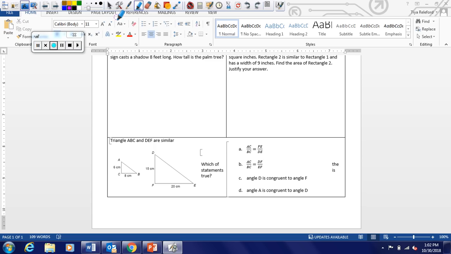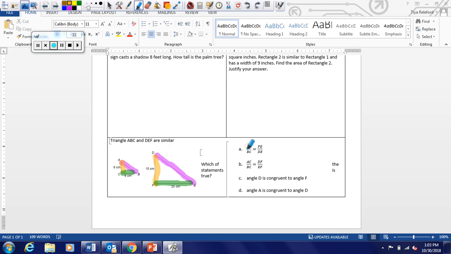Now the last one on this page asks you about which triangles are similar. Or, sorry, which statement is true. It tells you the triangles are similar. So go ahead and color code. Now there's a couple different ways you can do these problems. I start with color coding my answer choices.